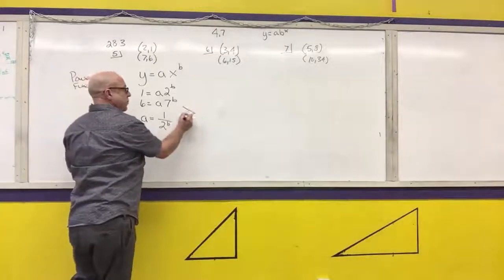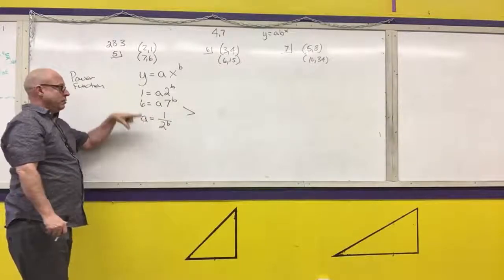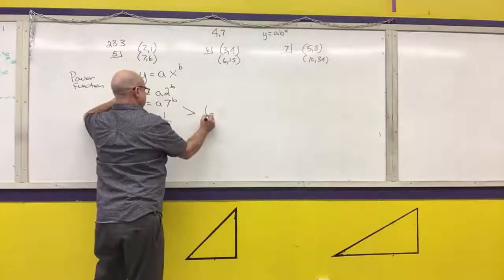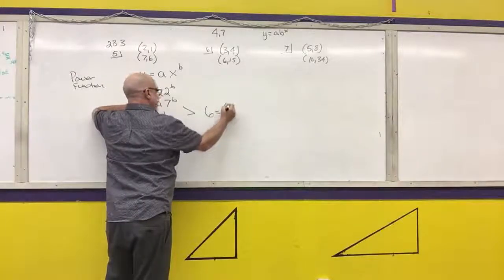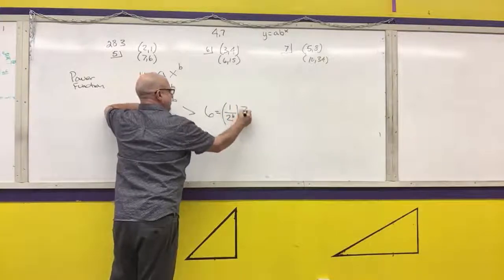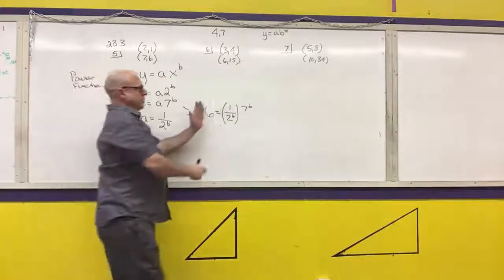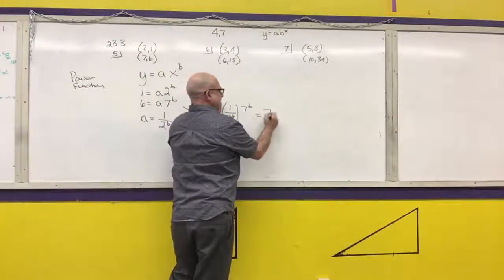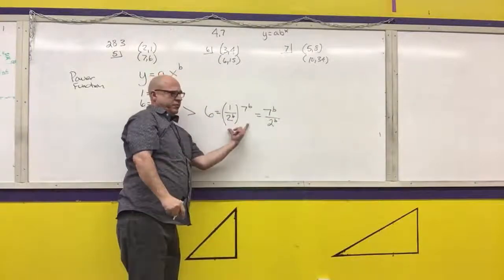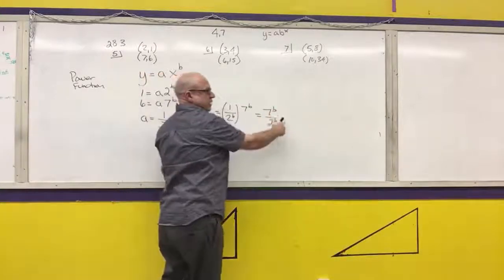Now what I'm going to do is I'm going to merge those 2 equations together by substitution, stuff we did in Algebra 1. Just substituting for things that are equal to each other. So that gives me 6 equals 1 over 2 to the b times 7 to the b. And I can rewrite this as 7 to the b over 2 to the b. Any questions on how I converted from this to this? So I know 6 is equal to that.